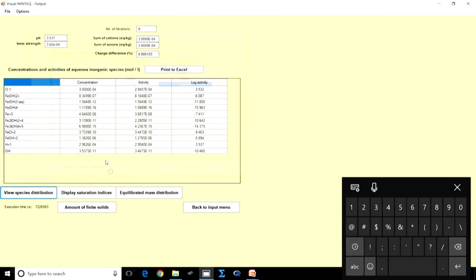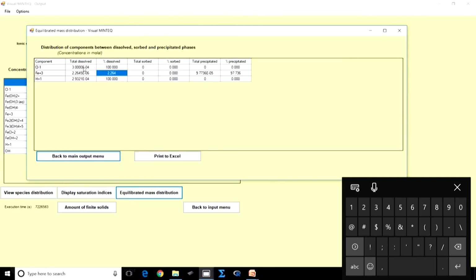So again, this is what we expected, and that's what we saw here too. The question asks for the pH, and the pH is 3.537. It also asks for the dissolved iron concentration, which is equal to 2.2 into 10 power minus 6, or 2.3 into 10 power minus 6 molar. Okay, with that I will be done with part A.